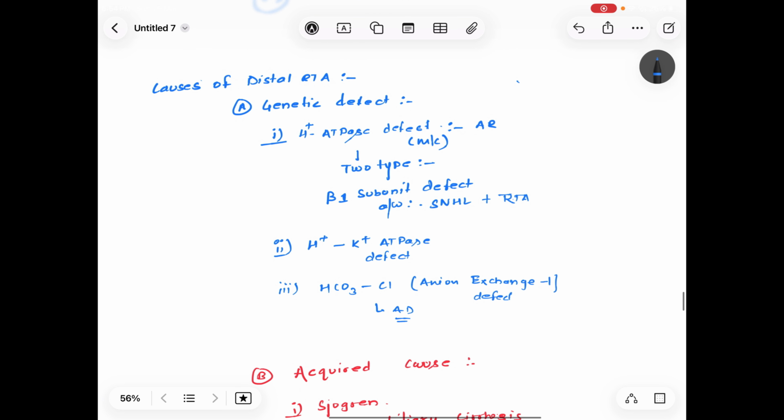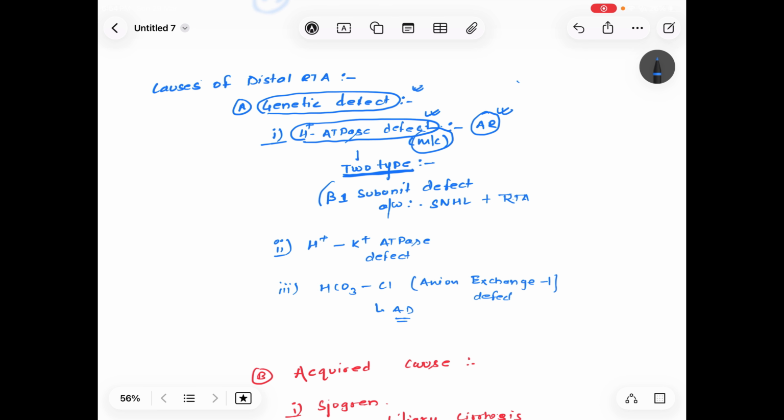First one is genetic cause, which can be due to H+ ATPase, which is a pump. The disorder affecting this is autosomal recessive. This is the most common type, and it is actually of two types. The type in which there is B1 subunit defect is associated with SNHL, sensorineural hearing loss, with RTA. You have to remember this one.